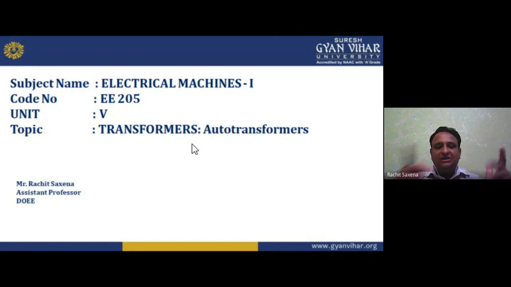So I hope you understand generating EMF and back EMF. EMF is ΦZNP by 60A, and torque is proportional to Φ Ia. So we can directly calculate the value. For a generator, it is necessary to have a generated EMF, and for a motor, it is also necessary to have a back EMF to get a good amount of torque. I hope you understand this.